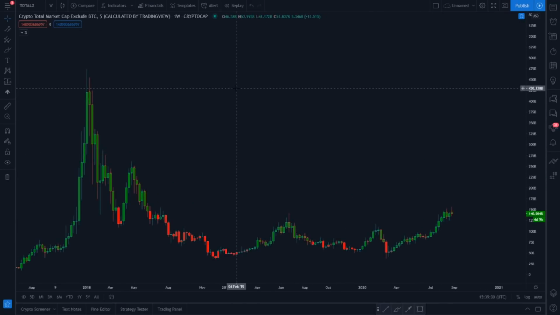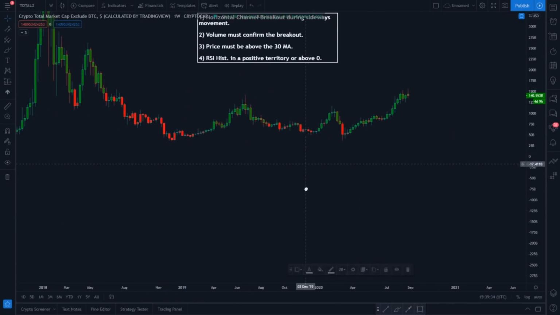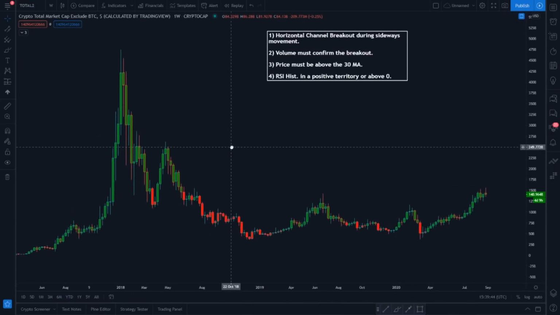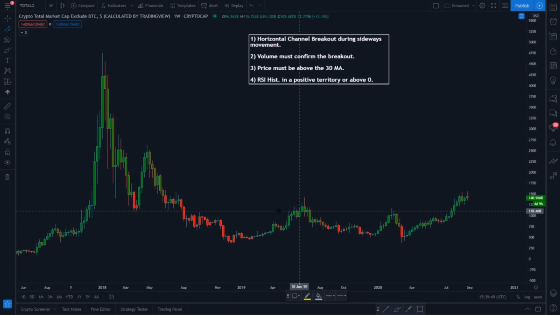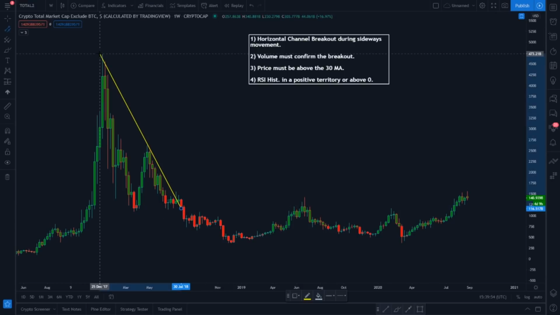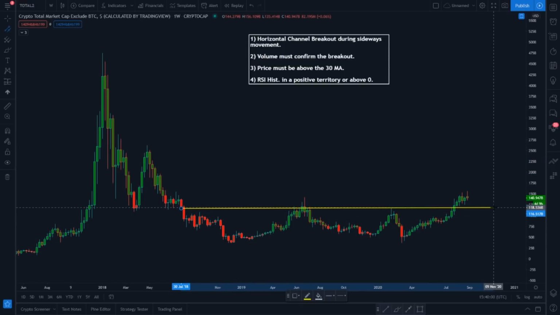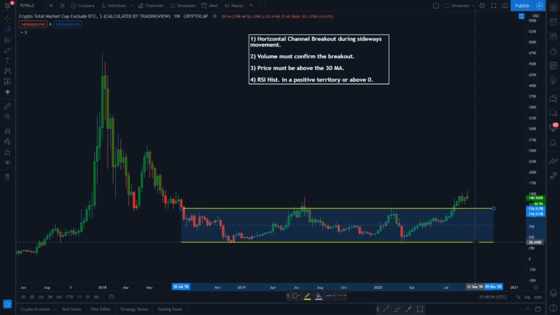Now, let's include our strategy that we were talking about. You can see the horizontal channel breakout during the sideways movement is the first thing we'll be looking at. If you look at this alt market cap, what can you notice? Since the 2017-2018 bull run, price had a really big correction, and we can see that very clearly, right? But now you can see what happened with price, guys.